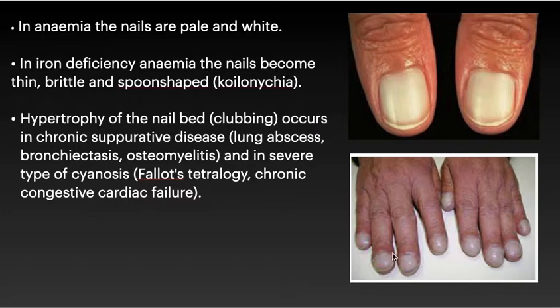Hypertrophy of the nail bed is called clubbing. You can see the thickened nails. It occurs in chronic suppurative diseases like lung abscess, bronchiectasis, osteomyelitis, and in severe type of cyanosis caused by tetralogy of Fallot and chronic congestive cardiac failure.